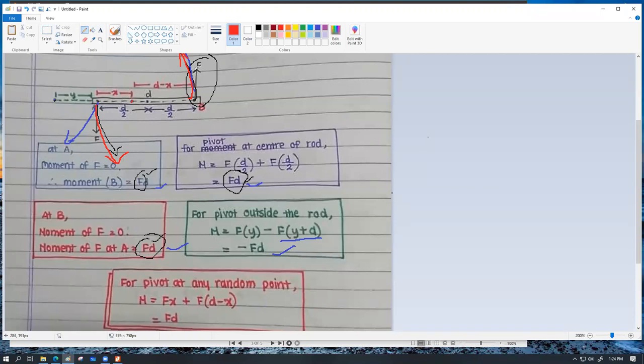The moment produced by this vertically upward force working at B location should be F into D minus X. If you wonder about D minus X, this is the length that we had defined to be X, and the entire length of the bar was considered to be D. So the distance from this point up to this point should be the total length minus this much. That way you get this one. That's why it is becoming D minus X. So if we now do the whole calculation, F into X plus F into D minus X, all together we get FD, and that's also the similar thing.